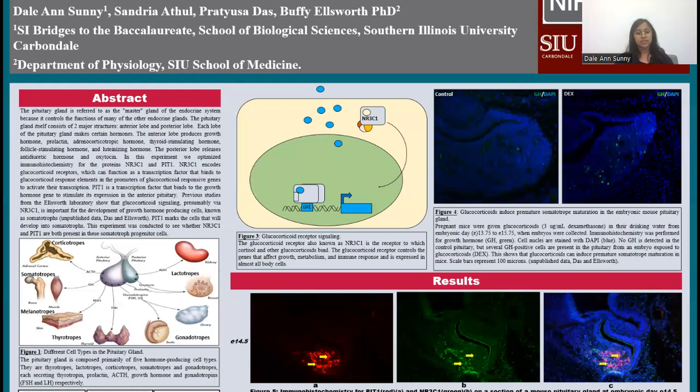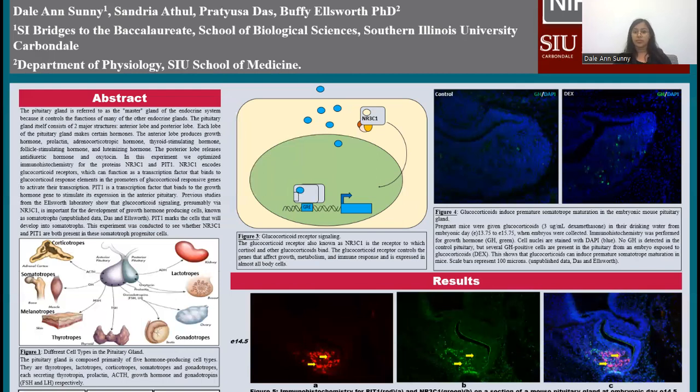Sometimes the body will not be able to differentiate between the cell which has been induced and the normal cell of the body. So the glucocorticoid receptor comes into play here, and we found out that NR3C1 and PIT1 could potentially work together and produce results.